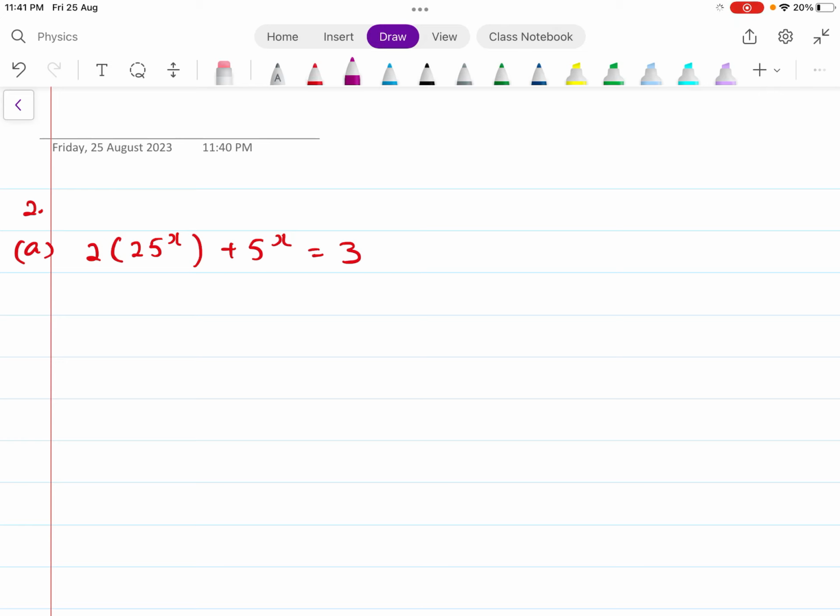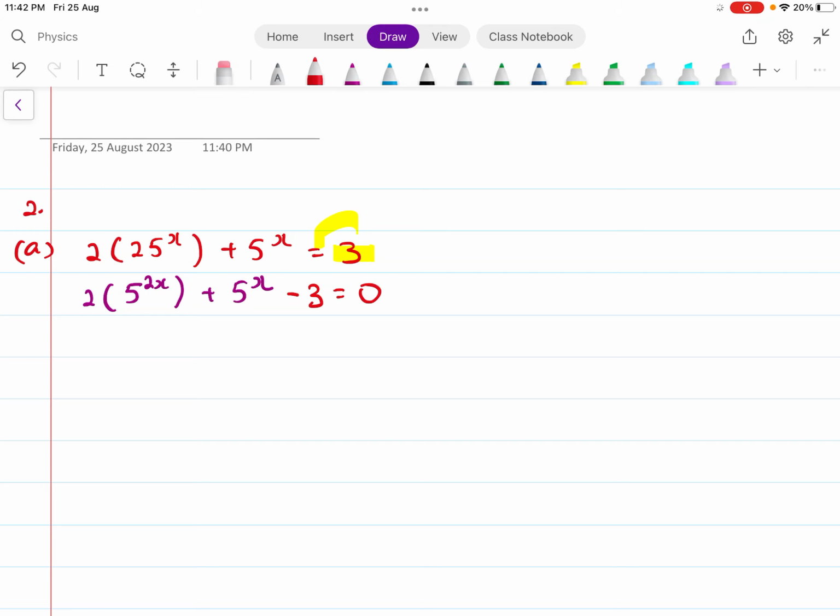So of course, before I let u be something, I simplify this first. So it's 2 times, and 25 we know is 5 squared, so it's 5 squared to the power of x, plus 5 to the power of x. For this 3, you move it to the left hand side, so what you get is minus 3 equal to 0.